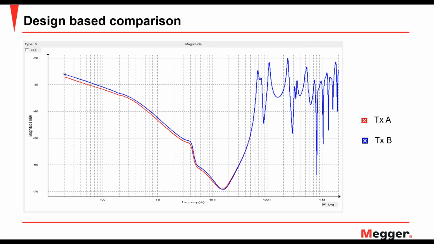Here's another example for design-based comparison where we are looking at two different units. You can again see that there is some deviation in the lower frequency range up to about 10 kilohertz, 20 kilohertz. But after that, the two curves match up perfectly.